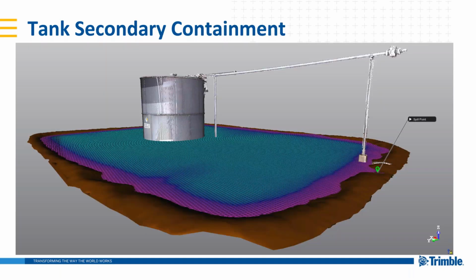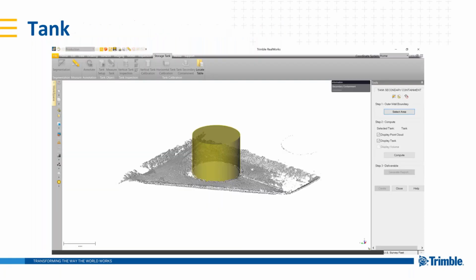The next thing that we look at is secondary containment. So if you're going to go and measure the dike walls, the earth walls built around a tank, or concrete walls, we've got automated tools to help you there as well. In this case, we've got tools to automatically clean the ground to remove vegetation, people, vehicles, equipment that might be parked out there temporarily to get down to the bare ground.